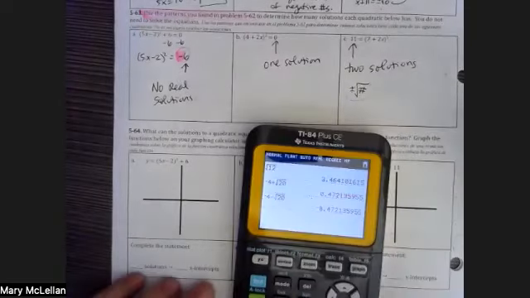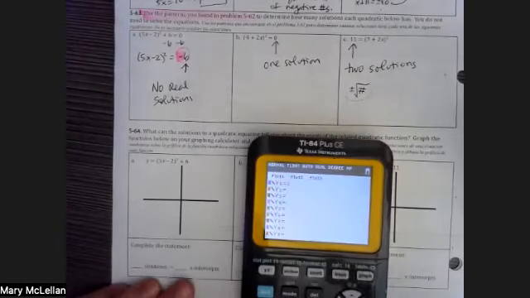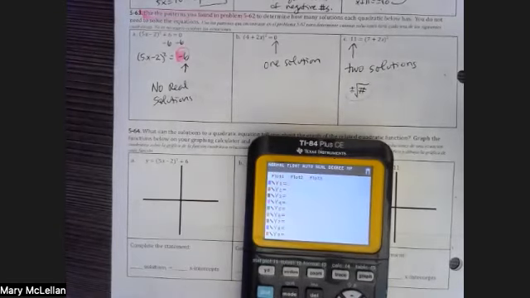5-64. What can the solutions to a quadratic equation tell us about the graph of the related quadratic function? Graph the functions below on our graphing calculator and sketch the graph of each function. All right, here we go. If you're at home, you might be using Desmos. That will work as well.